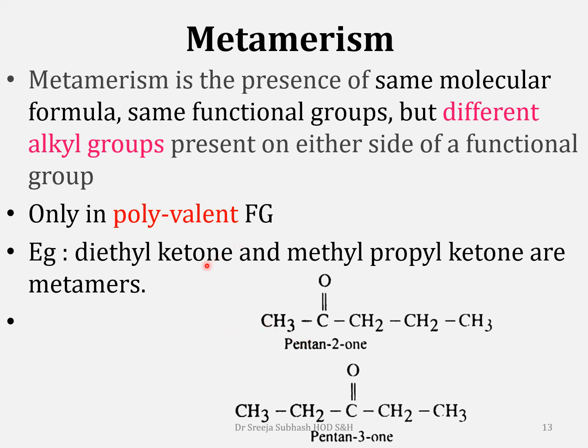See this example, the example which we have seen. In the first case, pentan-2-one, there is a methyl group on one side and a propyl group on the other side of the keto group. Whereas in the second case, we have just taken one methyl group to the left-hand side so that it is now evenly distributed. On the left-hand side, it is an ethyl group. On the right-hand side also, it is an ethyl group. So this is diethyl ketone. This is methyl propyl ketone. It is the alkyl groups on either side of the functional group that are different, and such isomerism is called metamerism.